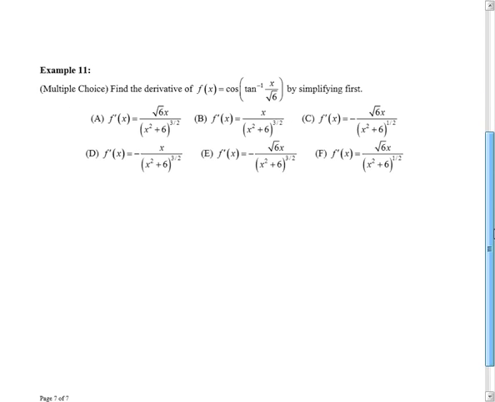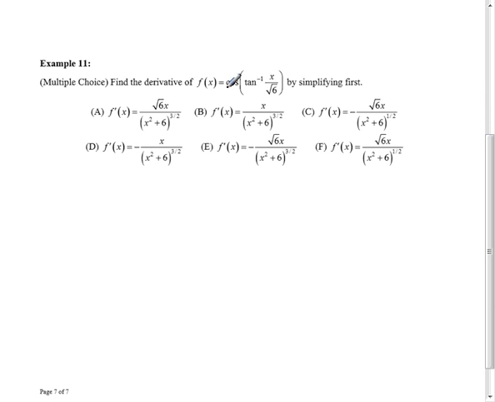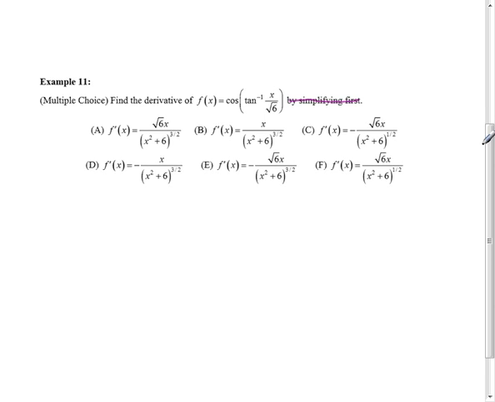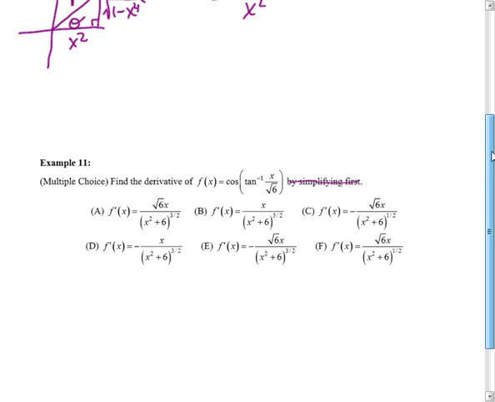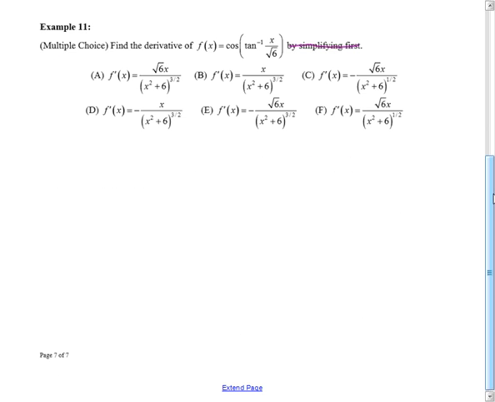Here's a multiple choice question. So we need to find the derivative of this. Okay, sometimes I won't write by simplifying first. I'll just write find the derivative of this. So normally if we were going to use the chain rule, derivative of cosine is negative sine of x, or sine of this whole thing. But if you look at your choices, none of them involve sine. So, since it follows our previous example where we had to rewrite a trig expression in terms of an algebraic expression, we'll probably have to do that here as well.